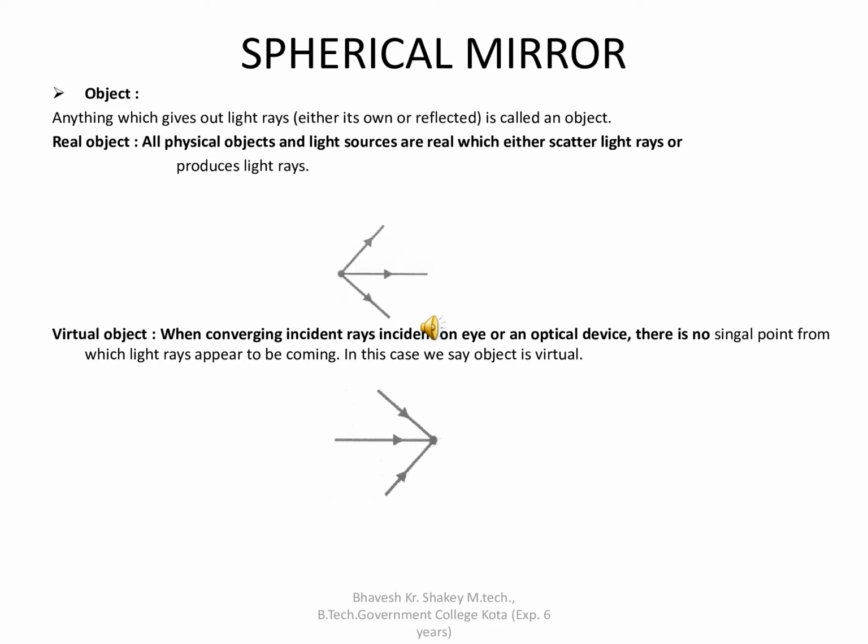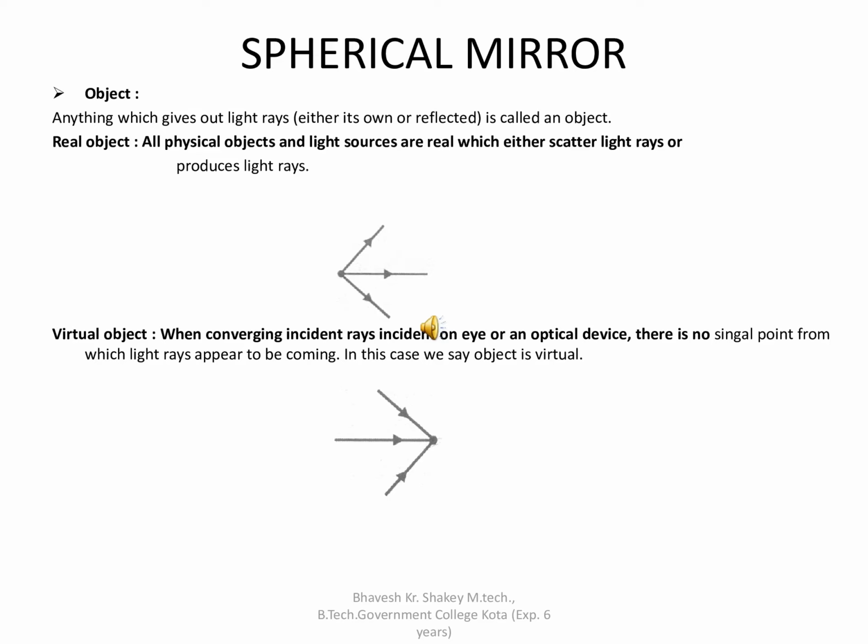Now you can see in the diagram there is a point source, and that point source is emitting light. There are a number of rays coming out, but in this diagram only three rays are shown. These three rays are coming out from the source, so this source is taken as a real object. The important thing is that the light rays are coming out from this object.